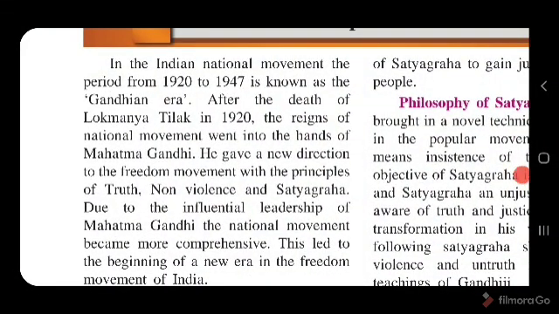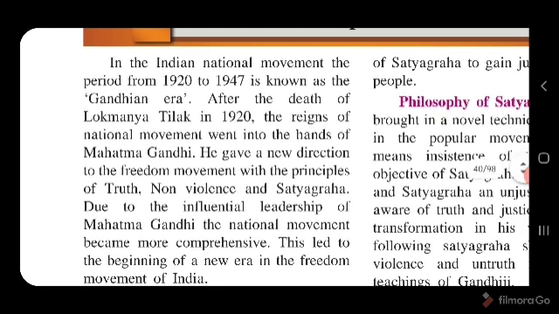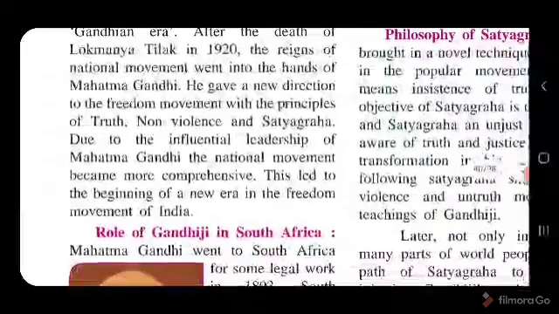In the Indian national movement, the period from 1920 to 1947 is known as the Gandhian era. After the death of Lokmanya Tilak in 1920, the reins of the national movement went into the hands of Mahatma Gandhi. He gave a new direction to the freedom movement with the principles of truth, non-violence and Satyagraha. Due to the influential leadership of Mahatma Gandhi, the national movement became more comprehensive.